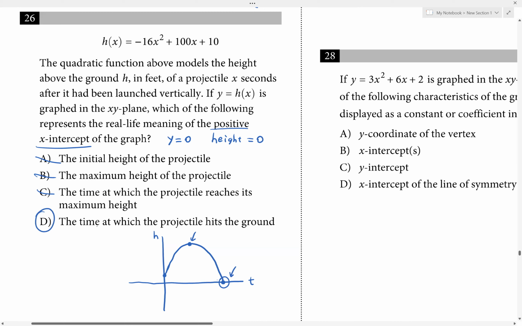Then it has to be D, right? The time at which the projectile hits the ground. That should be our answer because y equals 0. That's when the height equals 0, so it hits the ground. Okay, so letter D will be our final answer.